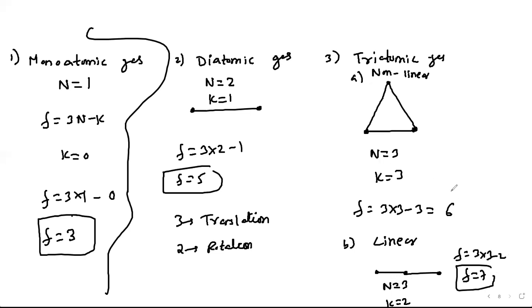So these are the degrees of freedom. Means these types of motions your system will have: 3 translation, 3 rotation for non-linear; 3 translation, 3 rotation, 1 vibration for linear. Just note it down. Then we will see what is the law of equipartition of energy, and finally we will calculate specific heat of gases.